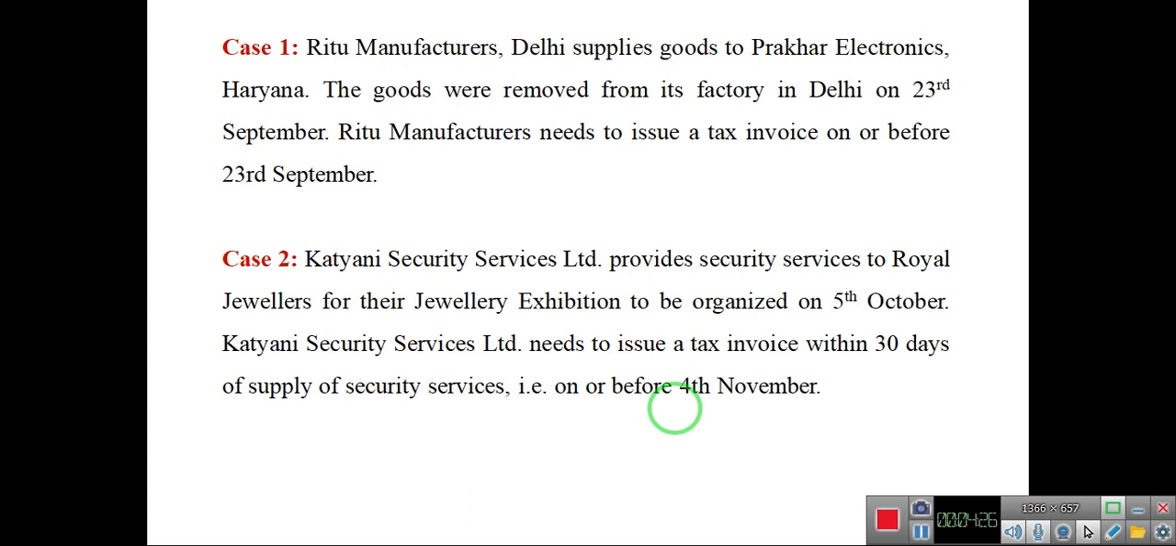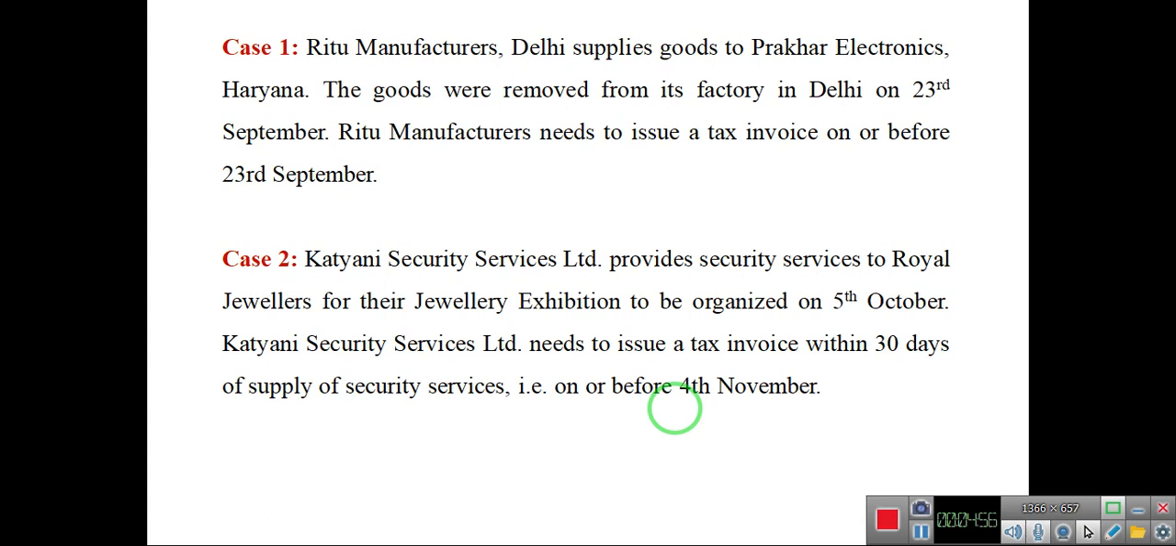For example, Ritu Manufacturers Delhi supplies goods to Prakhar Electronics Haryana. The goods were removed from its factory in Delhi on 23rd September. Ritu Manufacturers needs to issue an invoice. In this case the time limit for issue of invoice will be on or before 23rd September, the date when the goods are removed from the factory of Ritu Manufacturers.